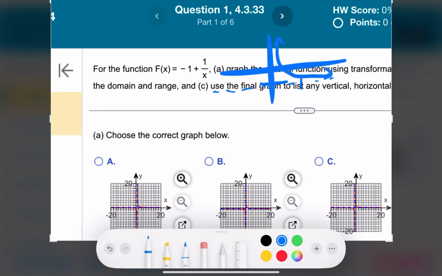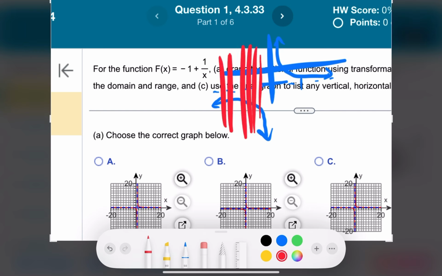So by knowing this, you should now know the domain and range, right? Because that's always going to be a follow-up question. So let's go ahead and figure that out. The domain is literally all of this except wherever your vertical asymptote is, which has not changed. It's still at 0. So really, it's all real numbers except 0 for your domain.